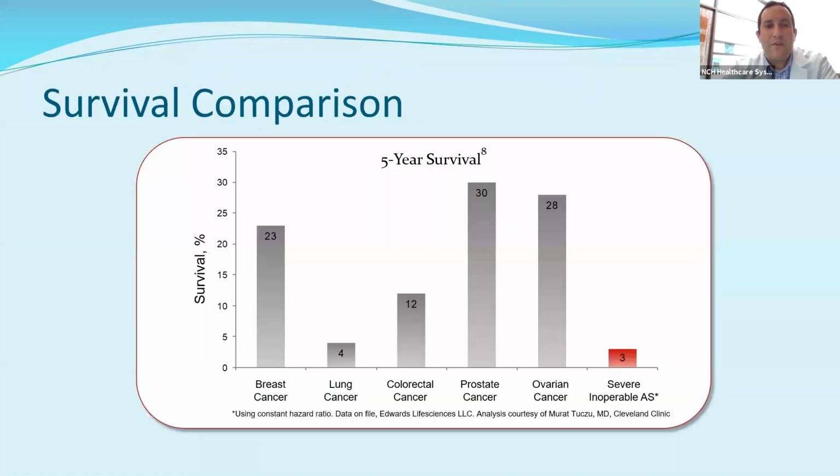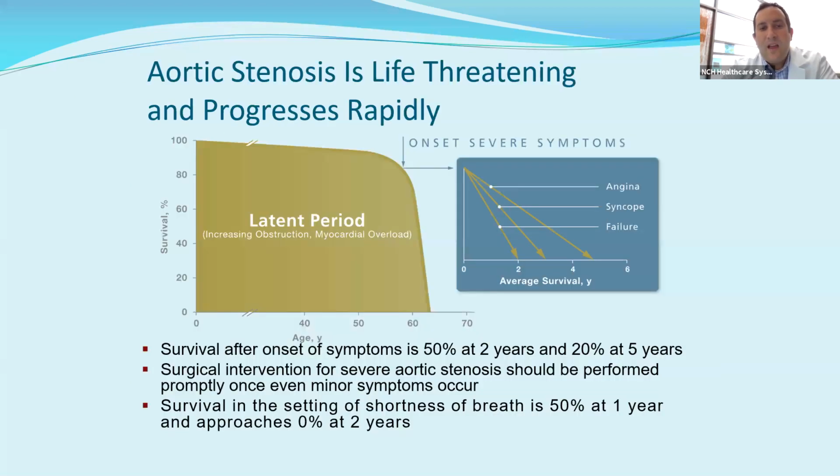What this graph doesn't show is a very important issue, which is this curve can be reversed. Once symptoms develop, the survival drops dramatically. But if we replace the aortic valve, the survival goes back to a straight line or a normal survival, and people can go on and live a normal, healthy life without issue. That's why it's so important that we treat this disease when it's found.